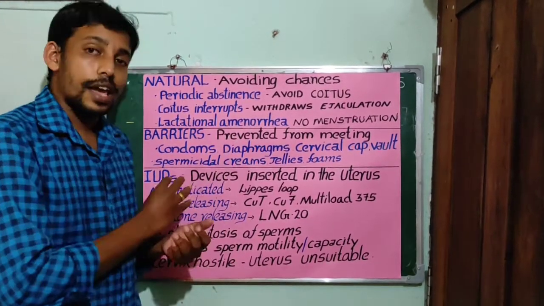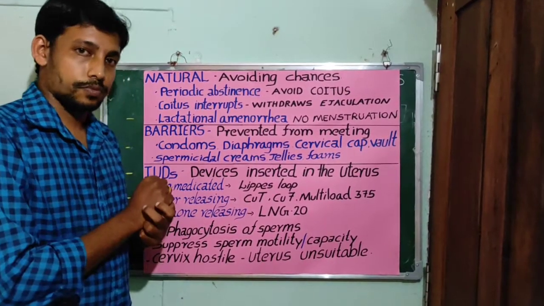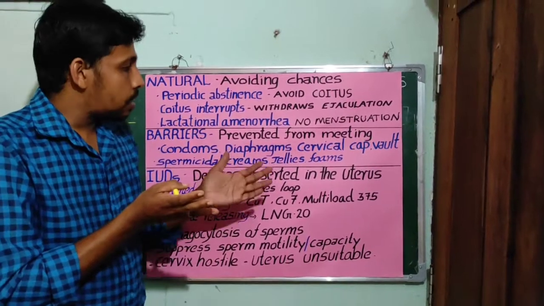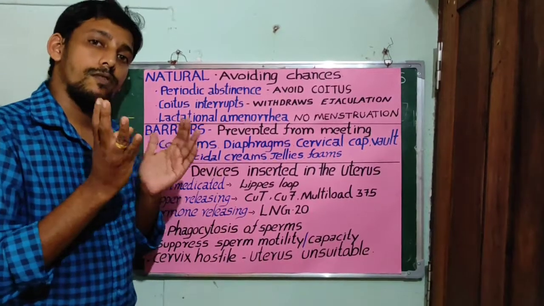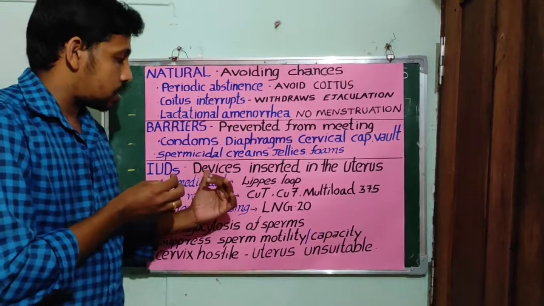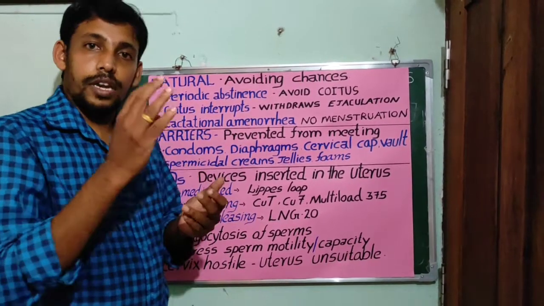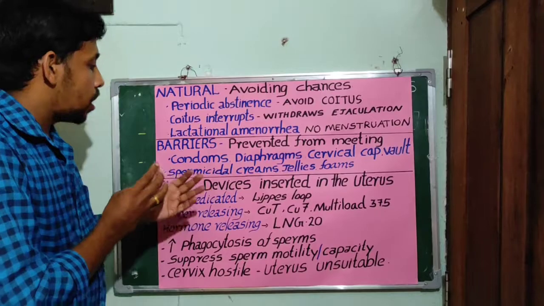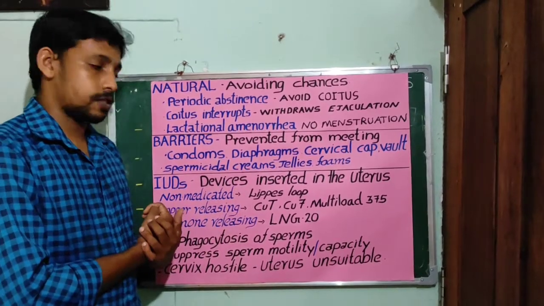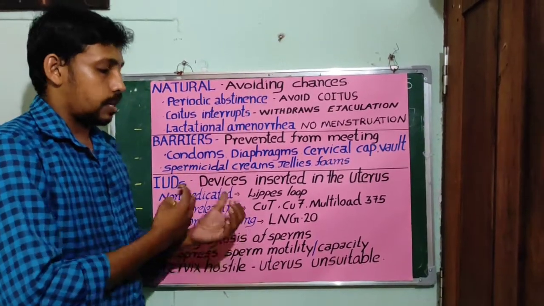So these are the common actions of the different types of intrauterine devices. These are devices inserted by an expert doctor or nurse in the uterus of the female through the vagina. They may have different shapes, and depending upon the shapes, there are different types: non-medicated intrauterine devices, copper releasing intrauterine devices, or hormone releasing intrauterine devices.